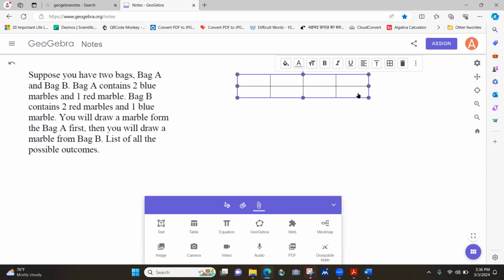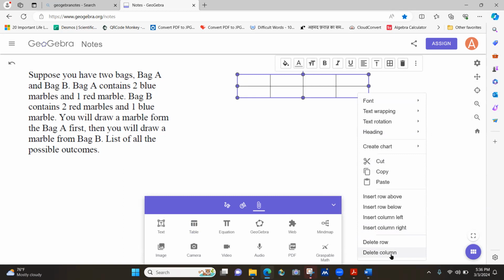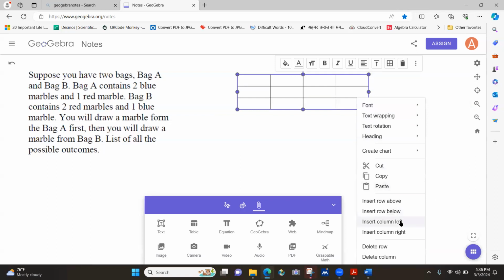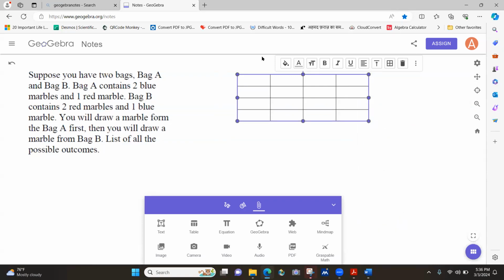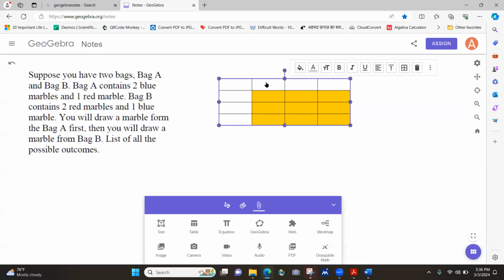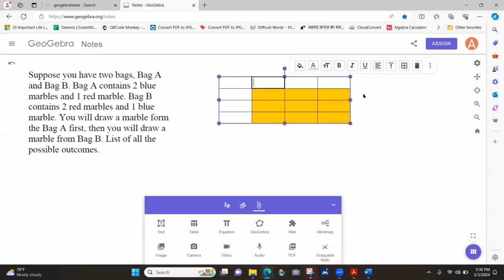So I'm going to first draw the sample space. This is my sample space, and it's actually based on the tree diagram, and it's kind of like rolling two dice. The two dice we rolled were identical. Here they're a little different. Bag A is going to be horizontal. Okay, so I have two blue marbles, and a red marble.